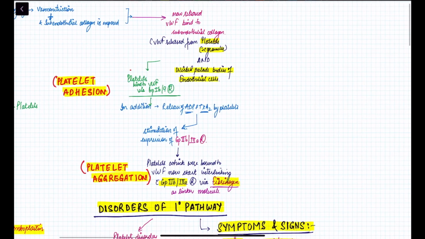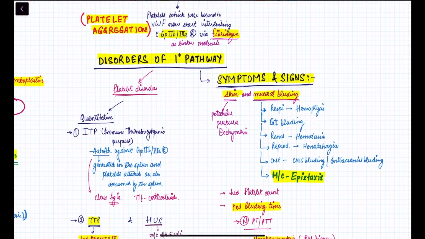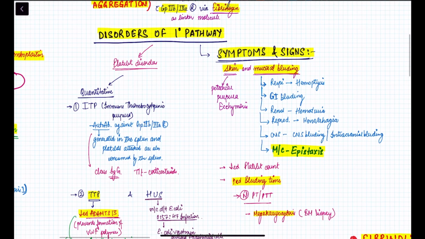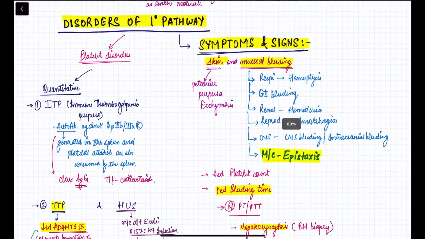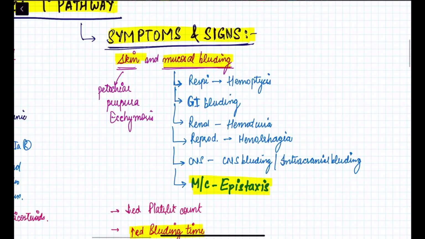Now let's look at the pathologies of primary hemostasis, the disorders of the primary pathway. Let's see the symptoms and signs first. We'll see skin and mucosal bleeding. This bleeding will be particularly superficial. Skin bleeding will be seen as petechiae, purpura and ecchymosis, in increasing order of size. Petechiae smallest, purpura mid, and ecchymosis the largest.